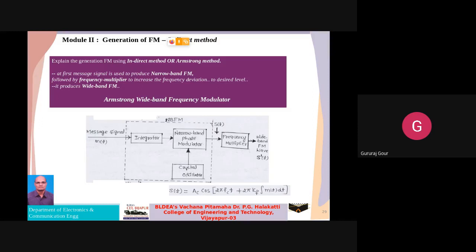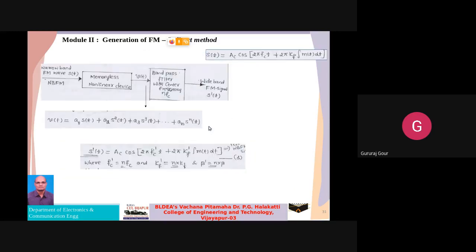So let me ask slide by slide here. This is the indirect generation, wideband FM generation by using the Armstrong method. This one we clearly explained and discussed in the last video. Some problems also we have taken here.